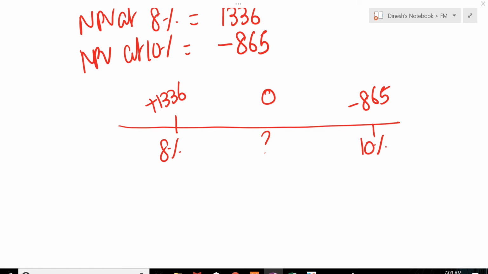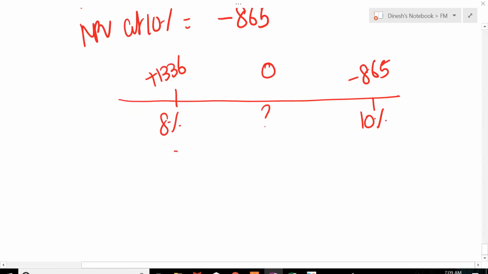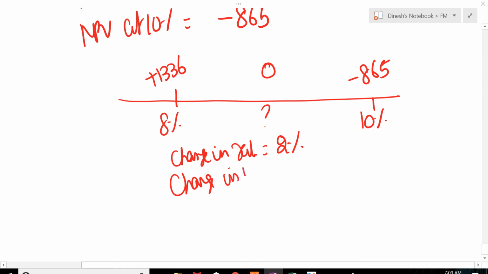Now below this what we will normally do is change in rate. What is the change in the rate? 2%. Change in NPV? Think again. From positive you are going to negative.